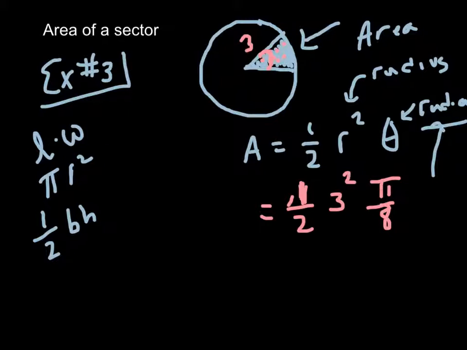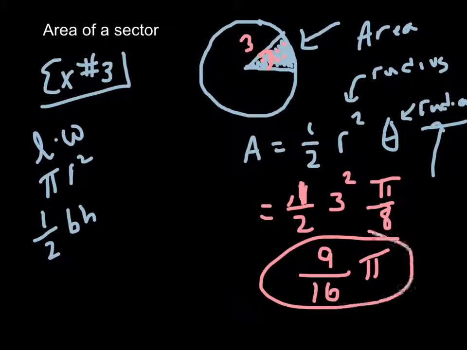So 3 squared is 9, so it would be 9 divided by 2 times 8 is 16, so 9 pi over 16. This would be the area of this blue section.